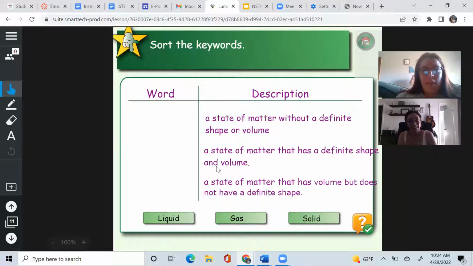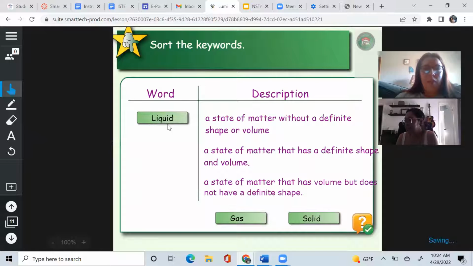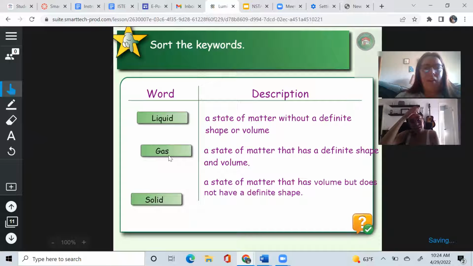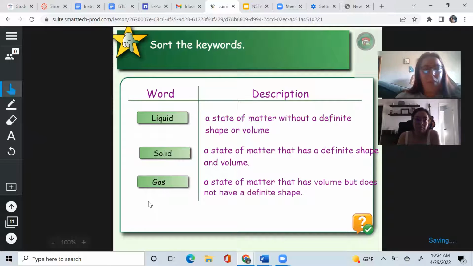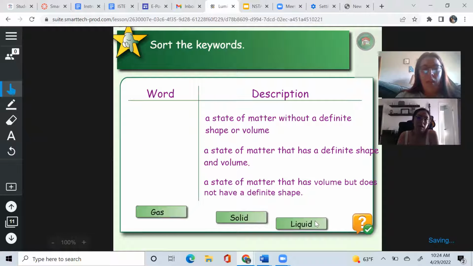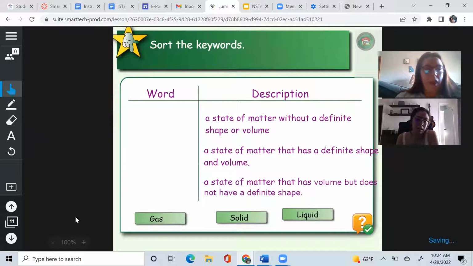Okay, so in this slide, we're going to sort the keywords. Students will have the opportunity to place each of the different states of matter with the correct definition, which will help them with their language domains and give them more vocabulary practice.